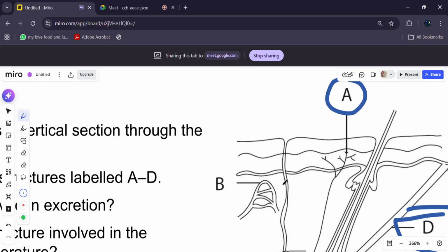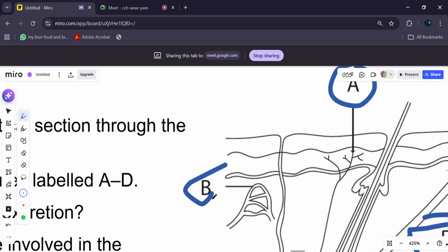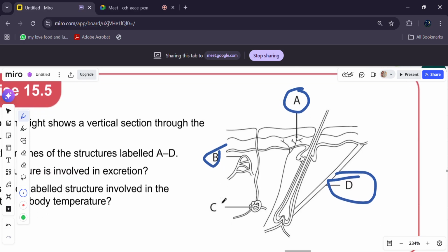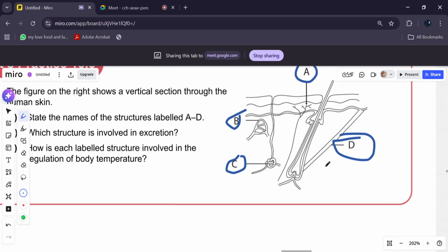B is the blood capillaries, while D is called the hair erector muscle. The hair erector muscle helps the hair to stand or droop when the body temperature is high or low.